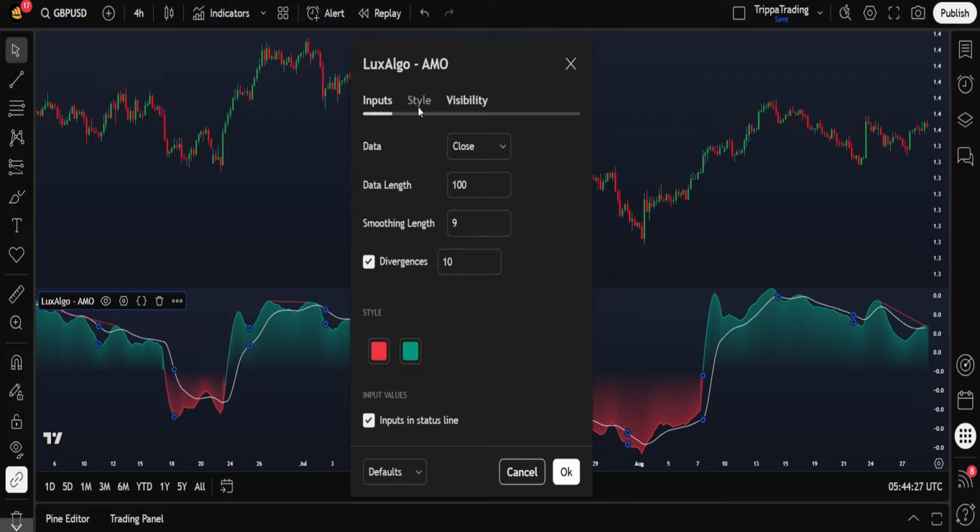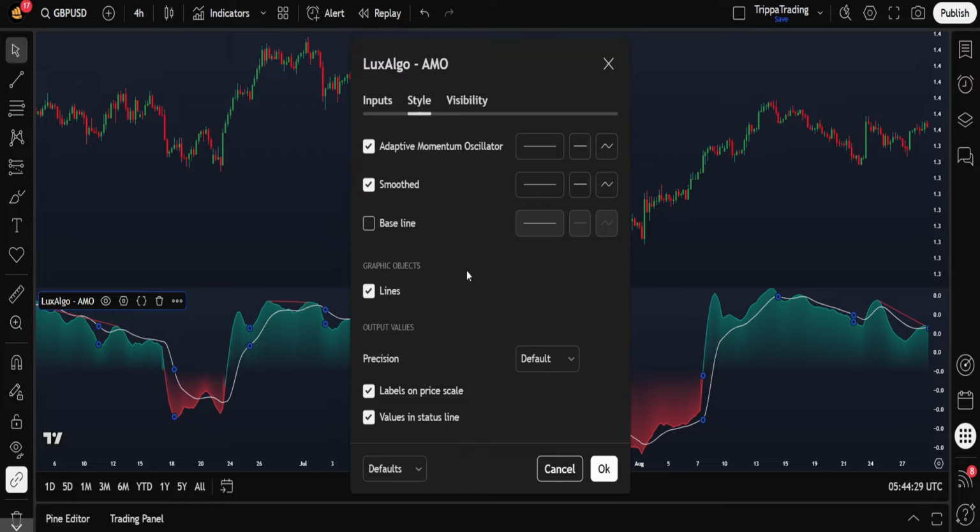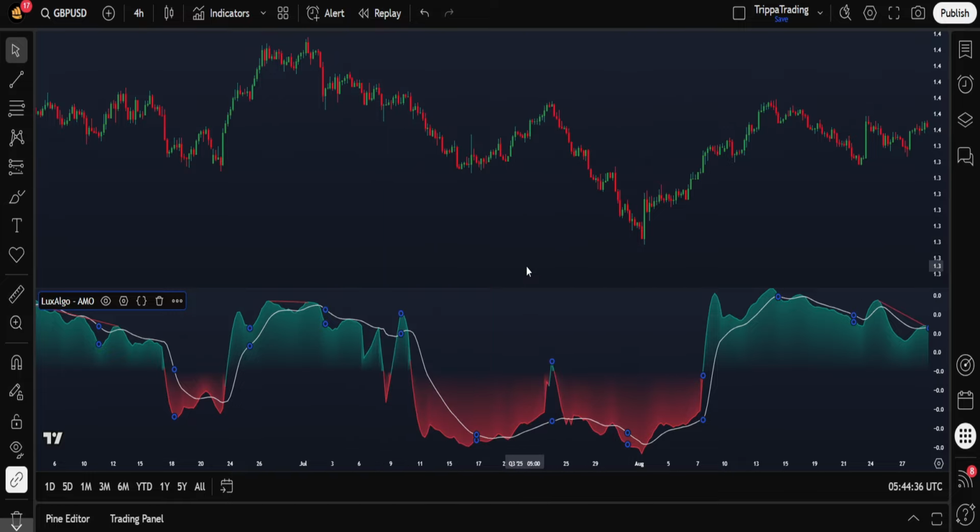Now move to the Style tab. We'll keep everything default for now, since LuxAlgo's color mapping is already clean and easy to read. Click OK. So far, we know how to read it.